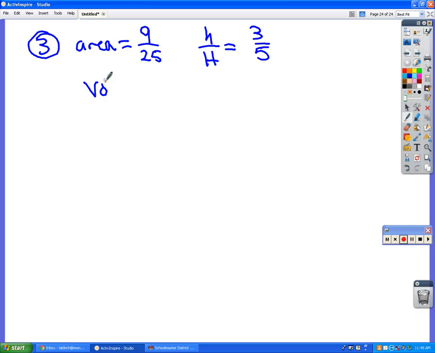Yeah, so I really shouldn't be saying ratio of the sides. I should be saying the ratio of the dimensions, because it's any dimension: the height, the radius, the diameter, the median, any of those things will work, okay?